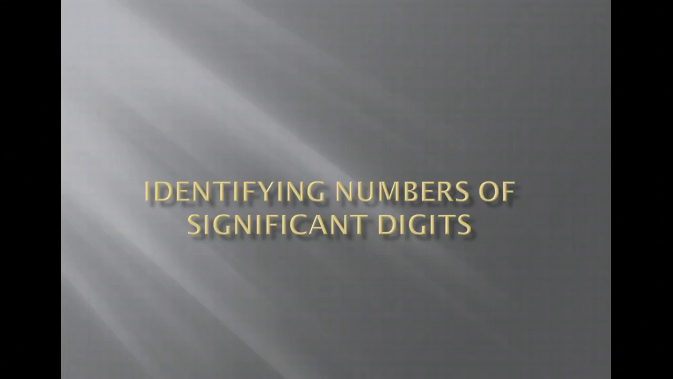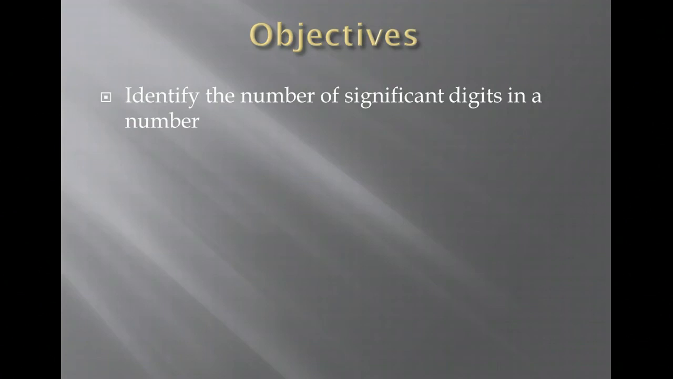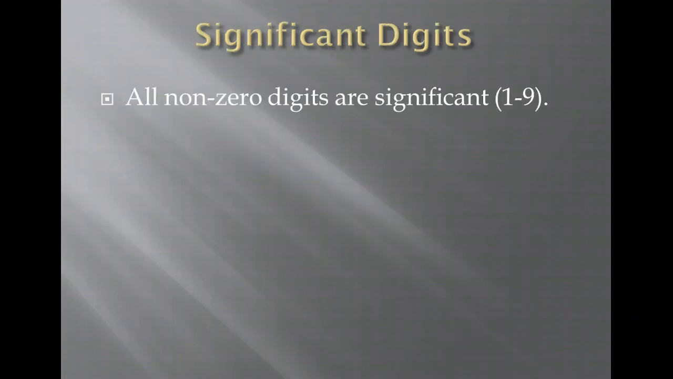Today's videocast deals with identifying numbers of significant digits. Our objective is to identify the number of significant digits in a number. The rules are: all non-zero digits are considered significant. Those would be the numbers 1 through 9. So the question is, when is 0 considered significant and when is it not?